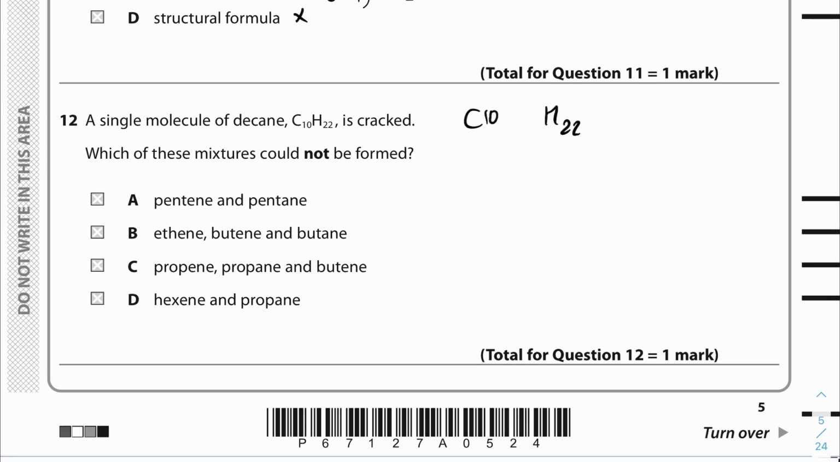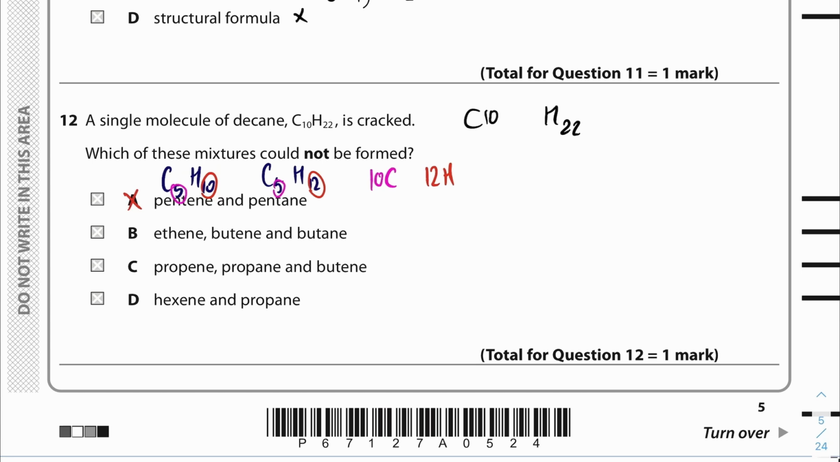So let's look at pentene. Pentene is C5H10, and then we have pentane, C5H12. We have 5 carbons plus 5 carbons, so that's 10 carbons. And what about the hydrogens? We have 10 hydrogens here, 12 hydrogens here, so that's 22 hydrogens. So this can be formed, so that's out of the equation.